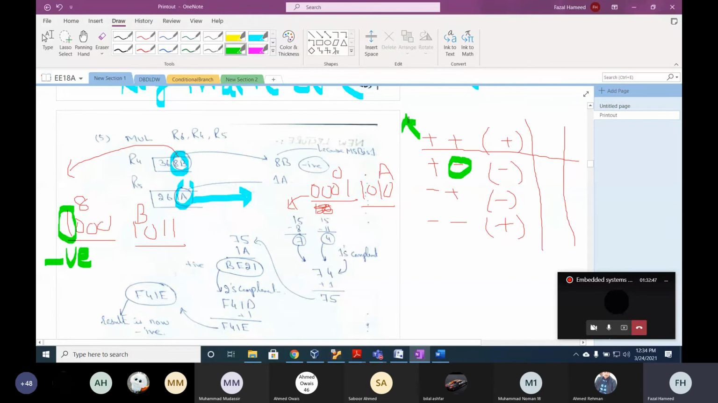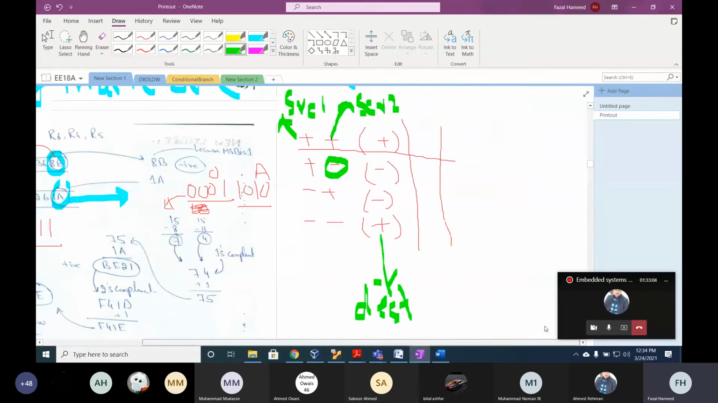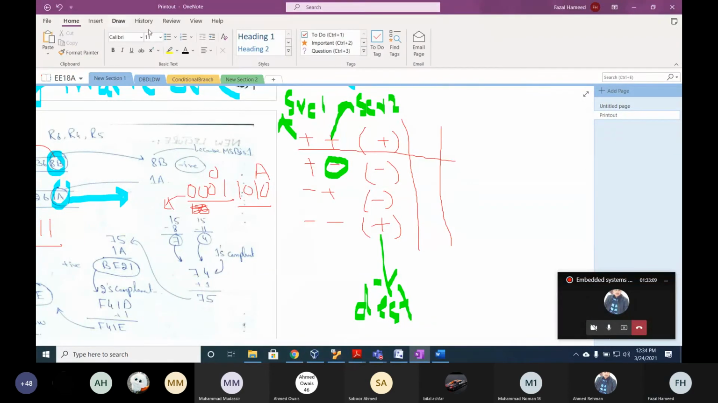Let's assume this is source 1. This is source 2. And now this is destination. So in the first example, we will do a normal operation. In the second example, what will we do? Take a 2's complement of what? Source 1 or source 2?